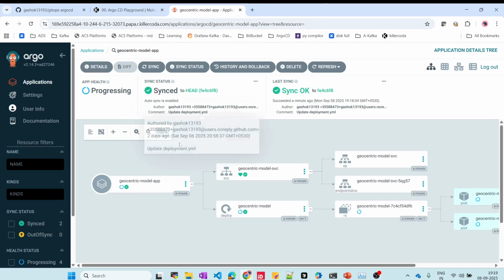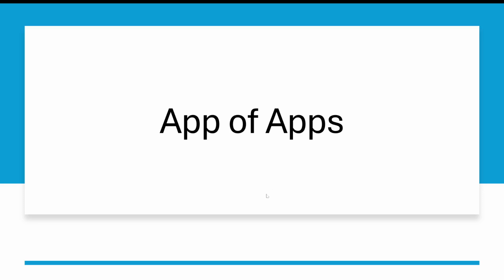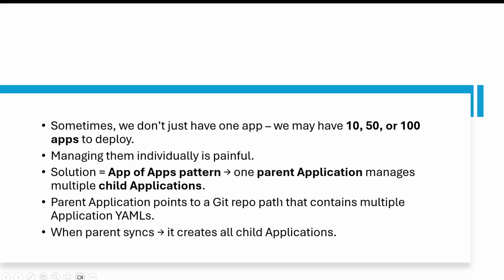Now we have one more concept called app of apps. So what exactly is app of apps? It is nothing but what it says in its name: an app inside an app. There will be multiple references, and each thing will be working. Sometimes we don't just have one app. For example, in your company, you will not have just one app. We will have 50, 100, even thousands of applications.